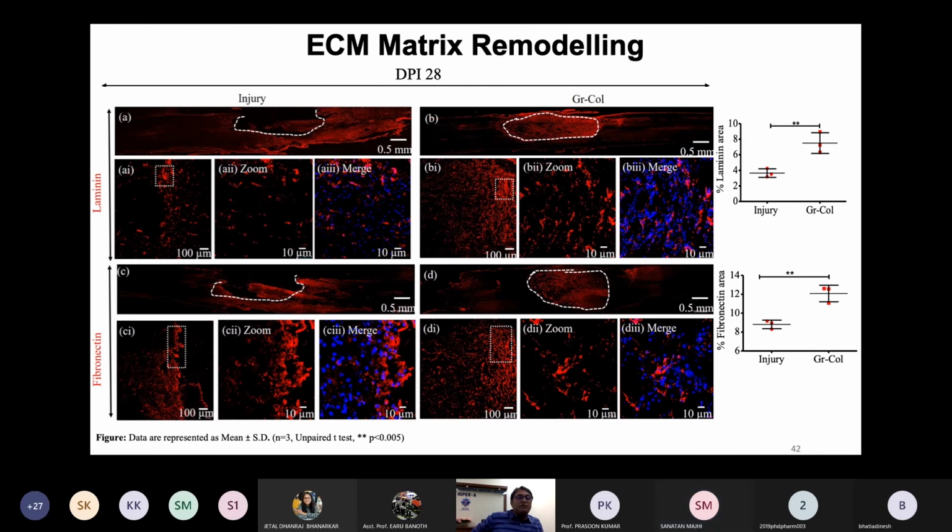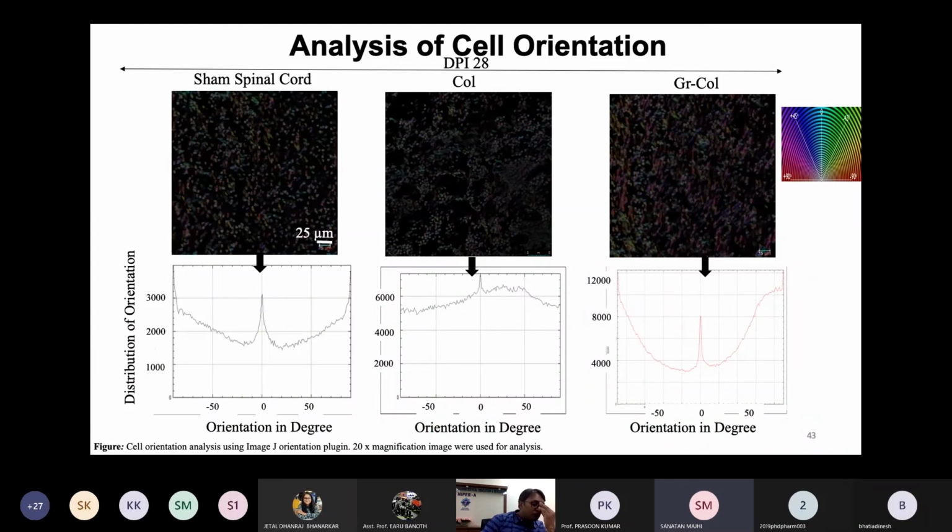And again, when we see the GR call, there's a good expression of laminin and fibronectin, which further supports that the material is so porous. It is providing a very nice framework where the cells can grow, matrix can be secreted, and it's trying to replace the material with the new spinal cord. So ECM matrix remodeling is also observed by providing these materials, and we have also seen both the broken ends are trying to connect through the material, and for that we have also seen the orientation of the cell. When two cells try to connect to each other, its orientation is quite different, and the growth is not random.